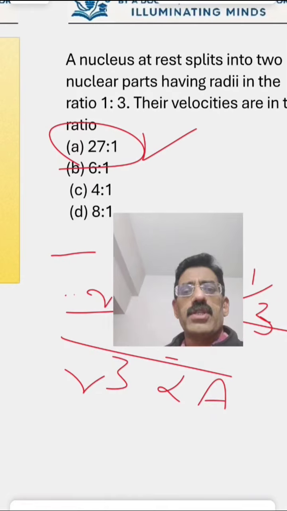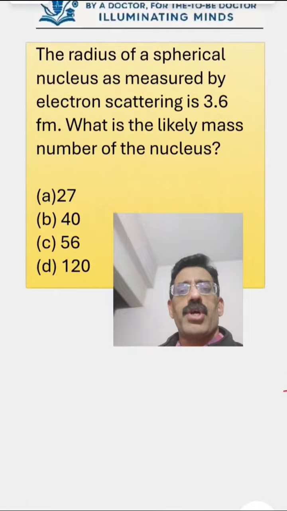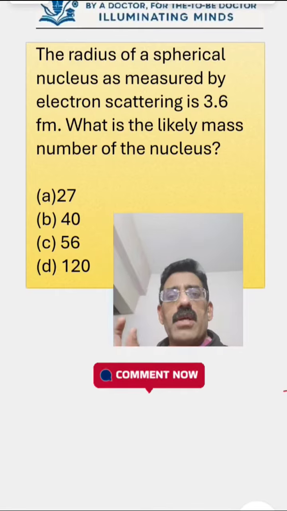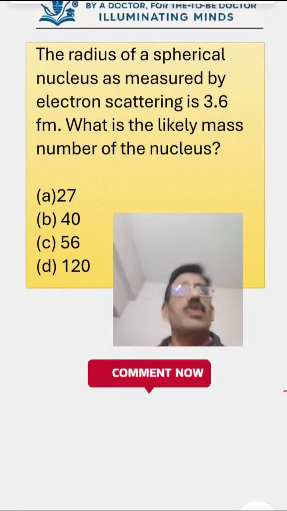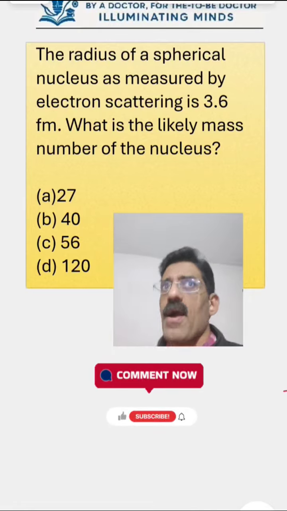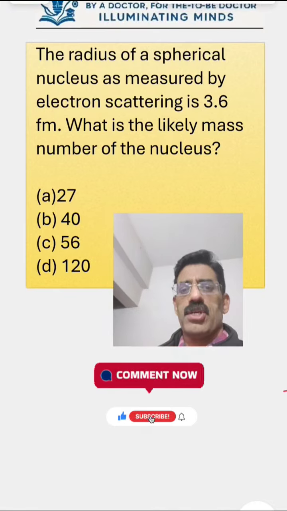Before leaving, do two more questions. Let us see whether you can do these questions. The radius of a spherical nucleus measured by electron scattering is 3.6 fm. It's telling you that the radius is 3.6. What is the likely mass? Use R is equal to r naught into A to the power 1/3. Here you need to know the value of r naught. What is r naught? Do you remember? Okay, think about it and do that question. Put your answers in the comment box.